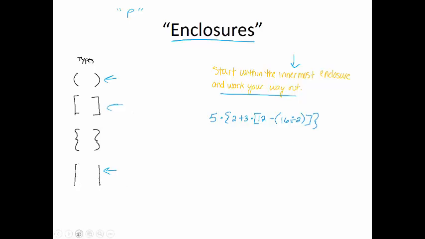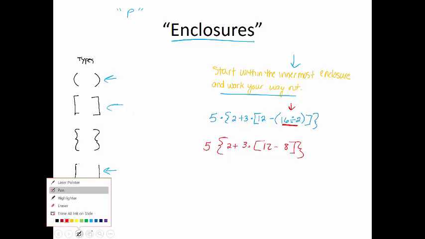So for this problem down here, the innermost enclosure would be right here. So that's the first one that we would do. So let's just work through this problem for the example. So 16 divided by 2 is 8. So we have 12 take away 8. And then we have 3. We have 5 on the outside.